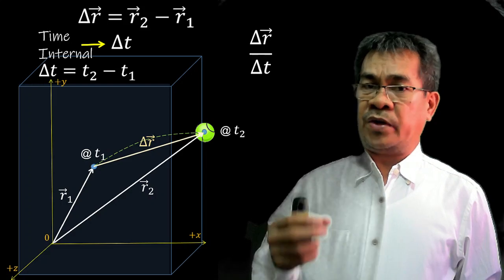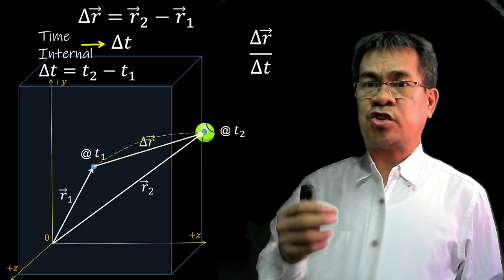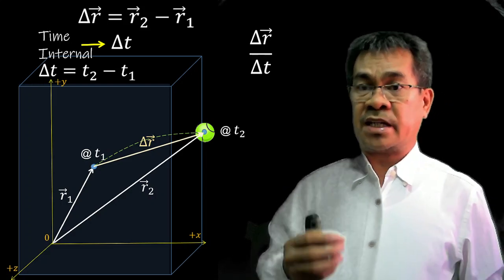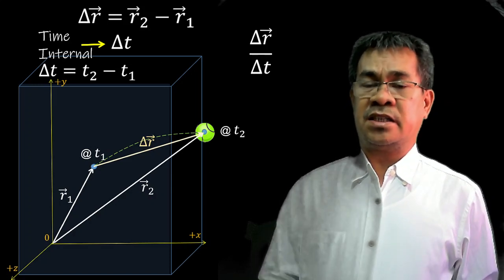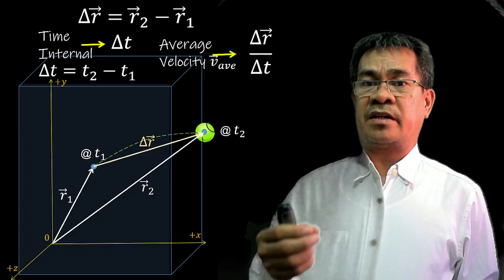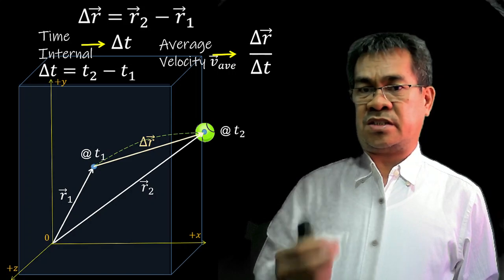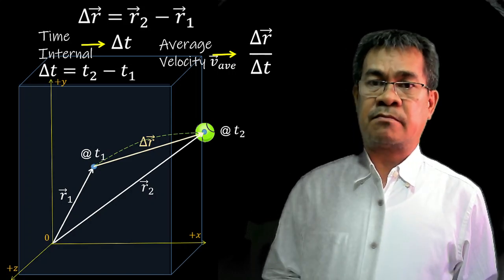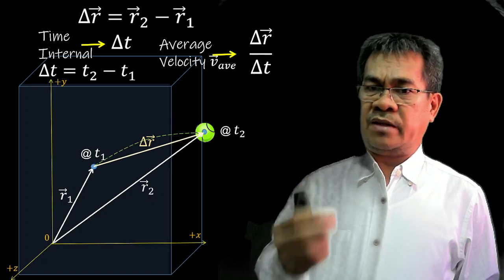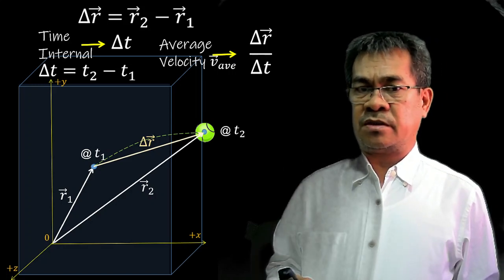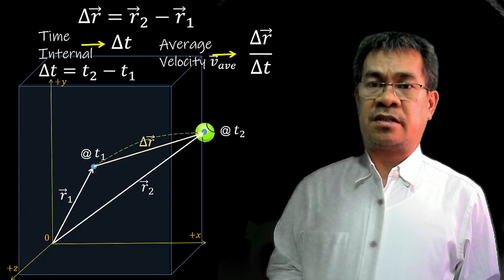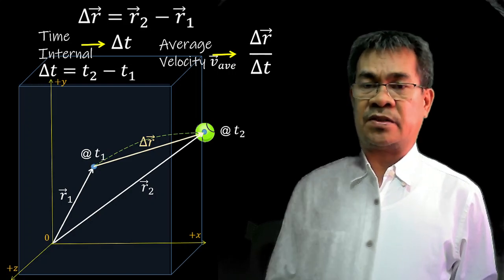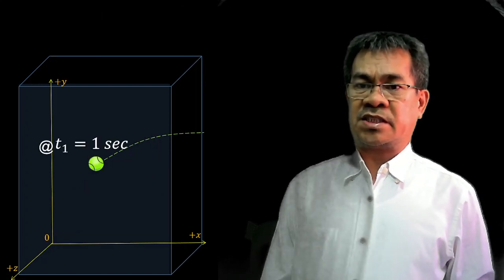Now, if we divide the change in position by the time interval, this is called the average velocity, or in symbol we have v vector average. Okay, so again, if we divide the change in position per time interval, that is the average velocity. Okay, now let's have the problem.